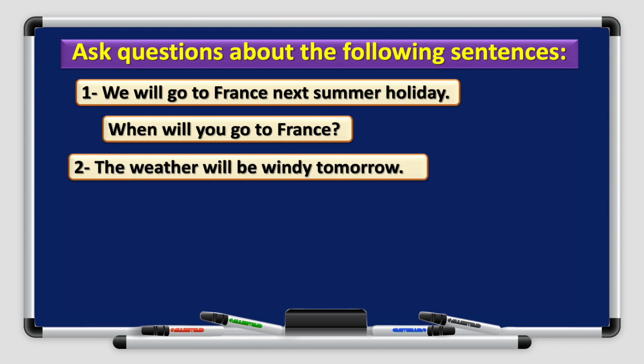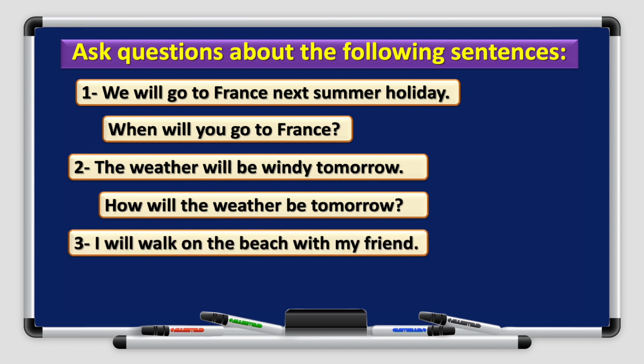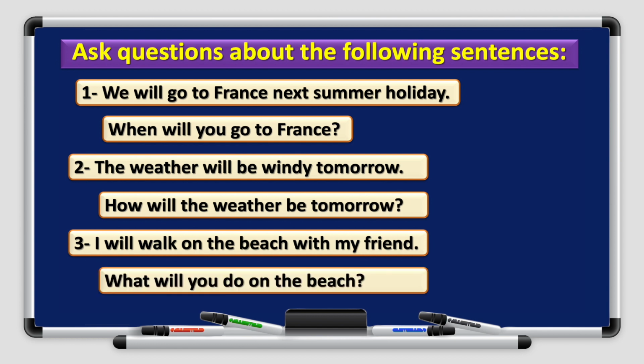Number 2, the weather will be windy tomorrow. I'm asking about the weather here. So, how will the weather be tomorrow? Number 3, I will walk on the beach with my friend. You're going to ask, what will you do on the beach? So we started with what, the question word, followed by the helping verb will, followed by the subject, you, followed by the main verb do.